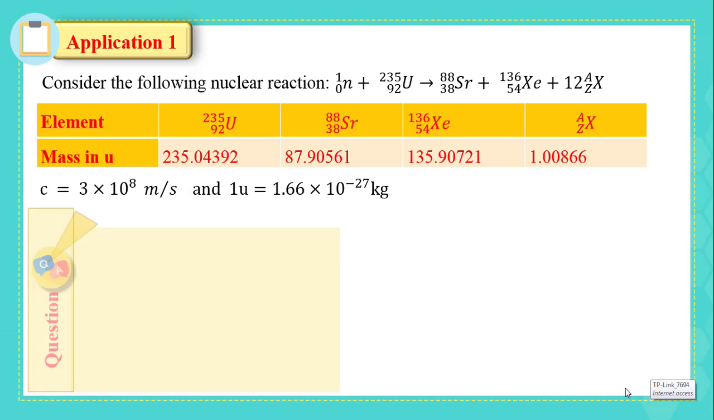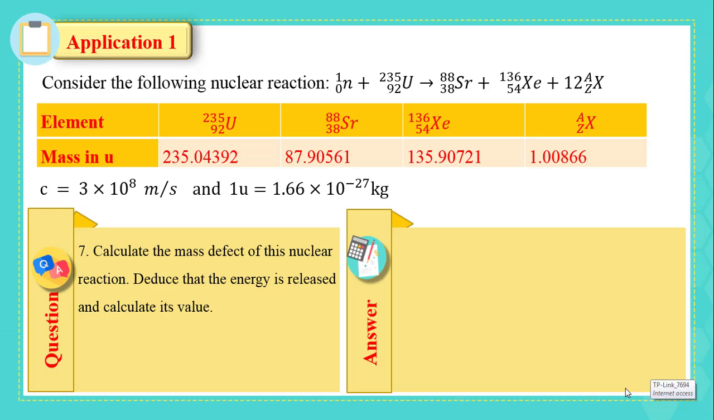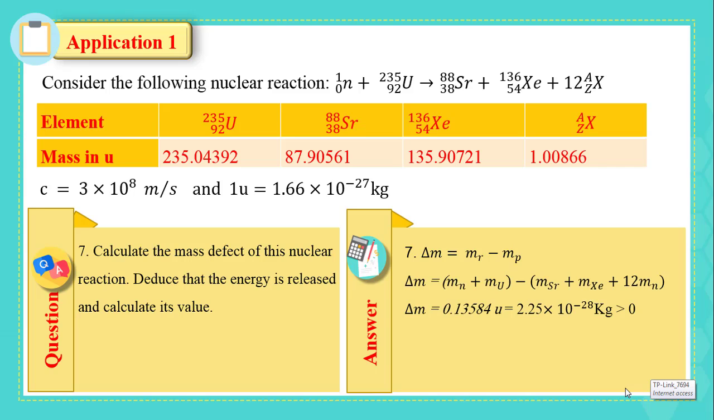In the seventh question, we have to calculate the mass defect. Then we have to deduce that energy will be released from this reaction, and then calculate its value. So we apply the rule of the mass defect. We know that mass defect is defined as the difference between the mass of the reactants minus the mass of the products. We substitute the values, and then we get 0.13584 U.